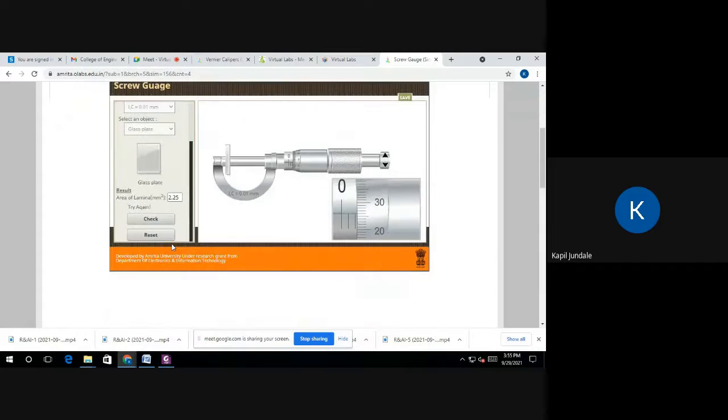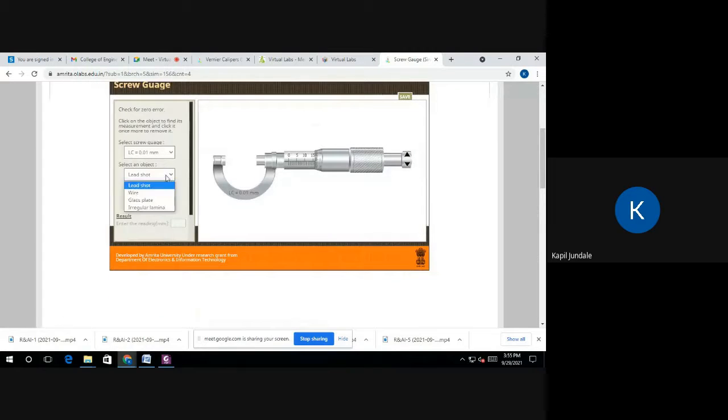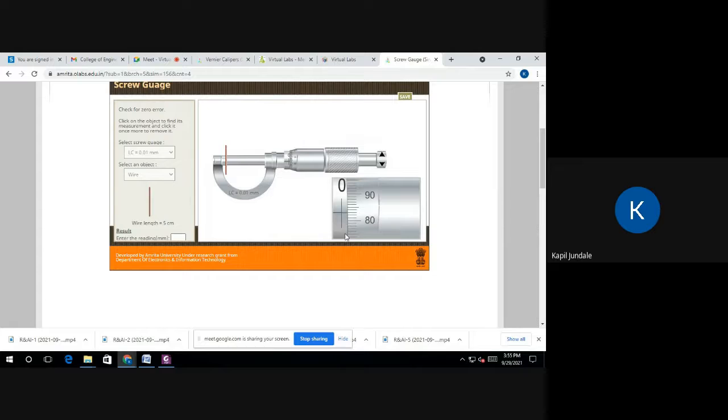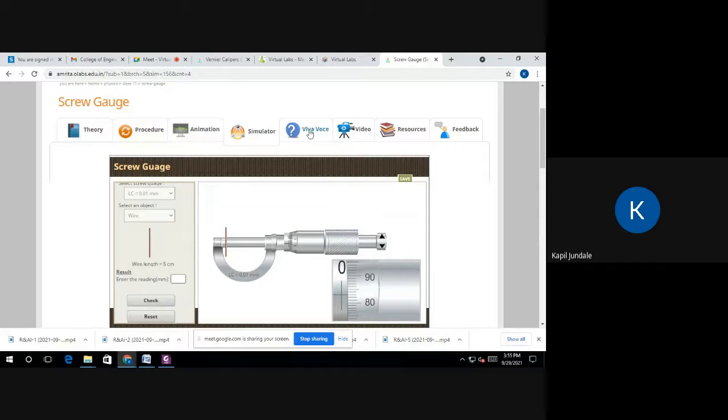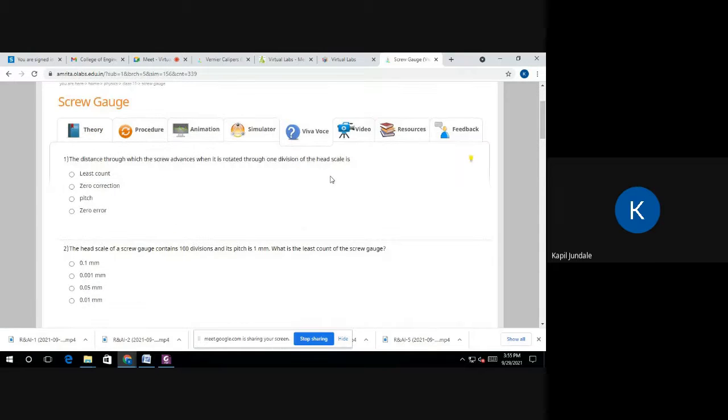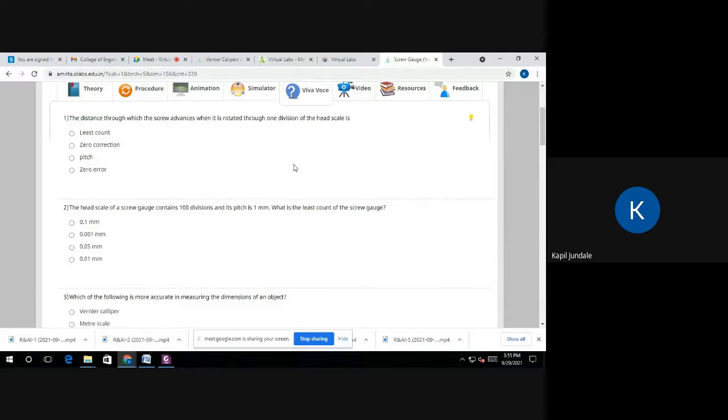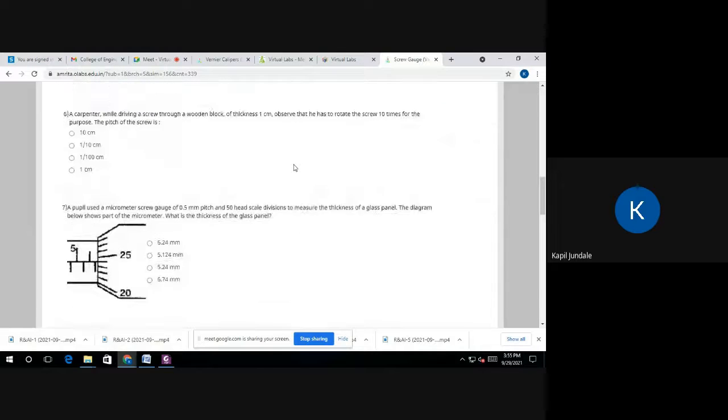Similarly, reset. After that, again choose a different object. Now you can check the wire. Select wire, and after that you can move this. You can get the dimension, and after that you have to write the dimension here and check that. After that you have to go for one MCQ test, which you have to complete.